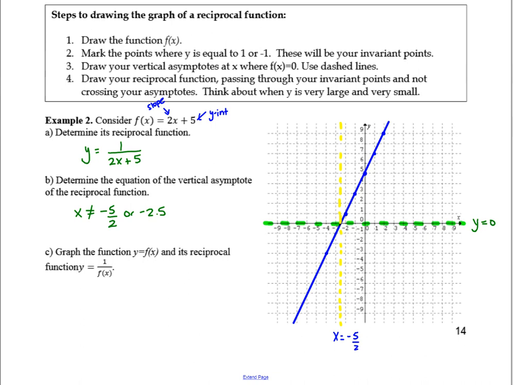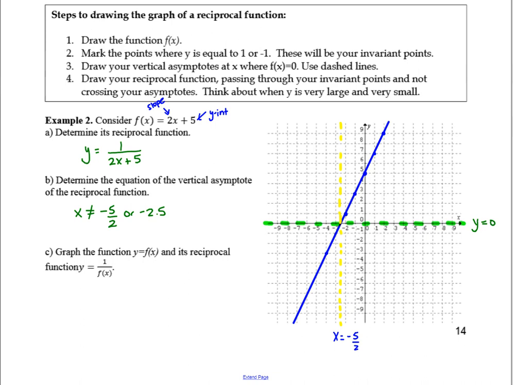Okay, so we have two things. Now, when you take the reciprocal of a negative, it's still going to be negative. So negative 2 becomes negative 1/2, right? You're just flipping the number, you're not changing the sign. So, where it was below the x-axis, the graph is still going to be below the x-axis. Where it was above the x-axis, the reciprocal will be above the x-axis.